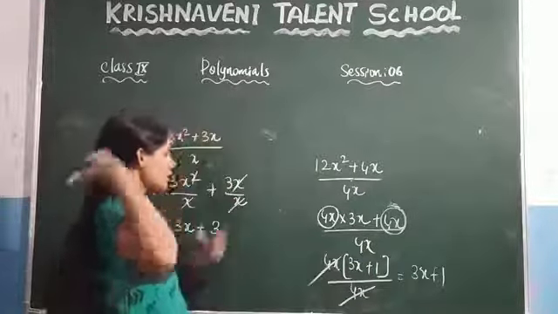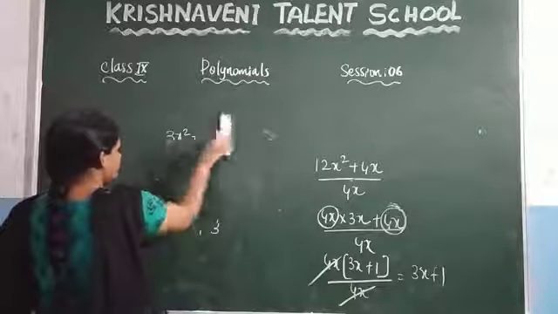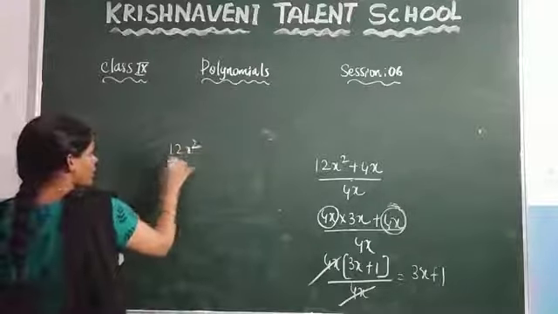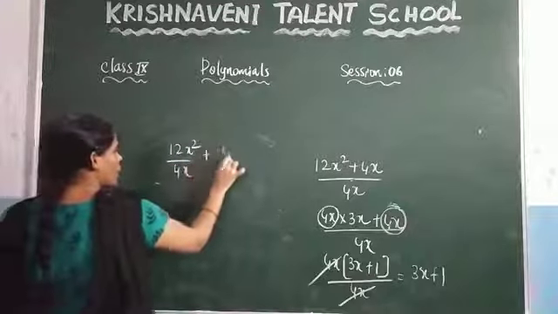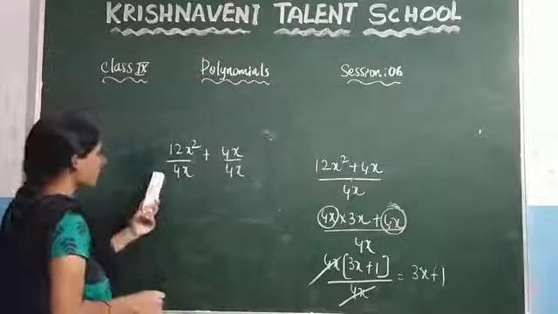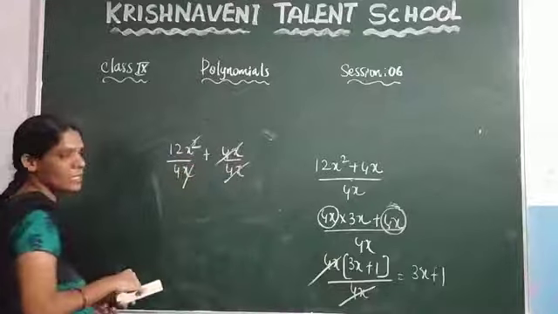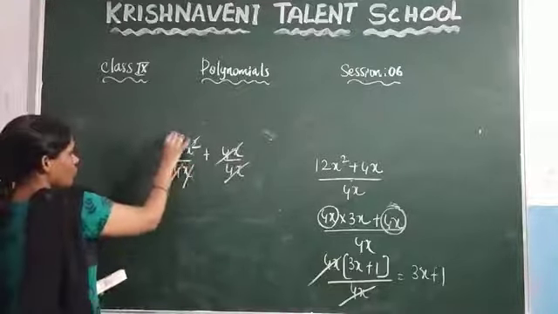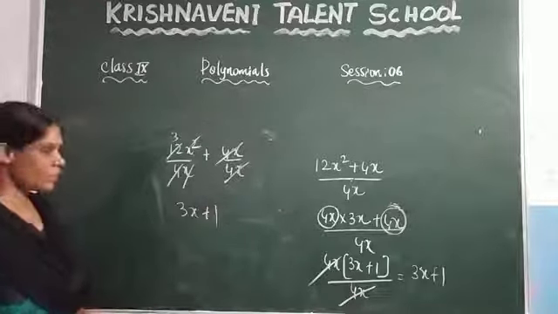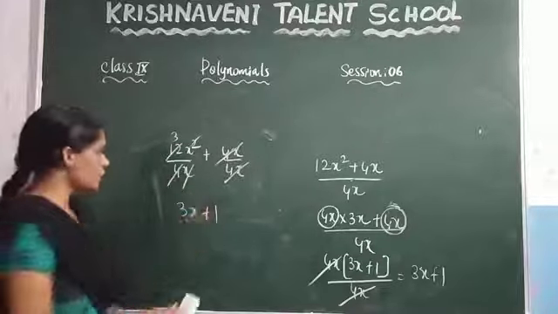Or otherwise, the same thing we did earlier, you just separate each term. So you can write this as 12x squared by 4x plus 4x by 4x. Just we have separated this. So this 4x will get cancelled. Similarly here 4x will get cancelled. You know that 4 1s are 4, 4 3s are 12. You will get here 3x plus 1. Like that you need to divide if you want to divide a polynomial by a monomial.